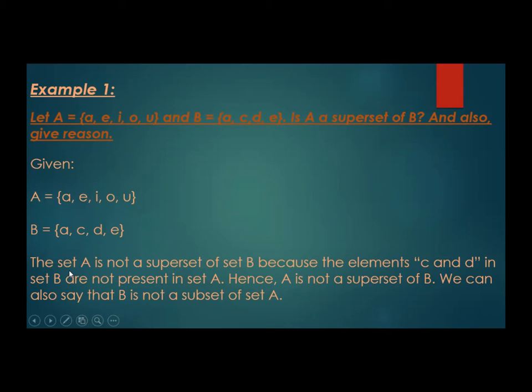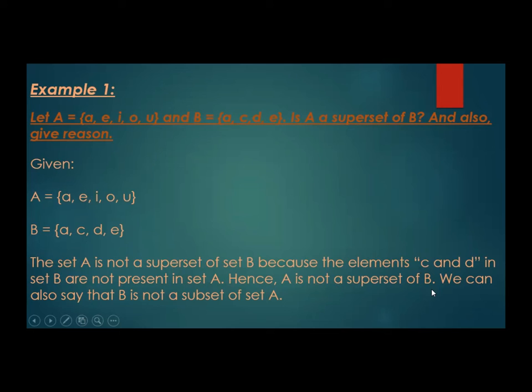This means that set A is not a superset of set B. Why is it not a superset of set B? Because the elements c and d in set B are not present in set A. Set A is the superset and set B is the subset. So set B is not a subset of A because two elements are missing from that set. Hence A is not a superset of B.